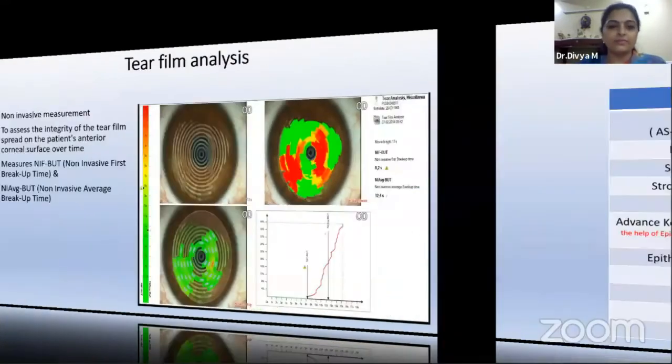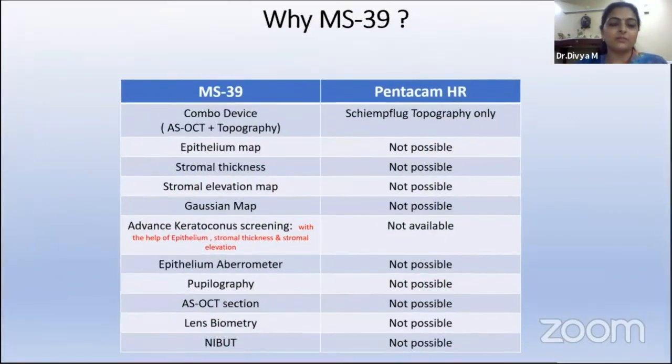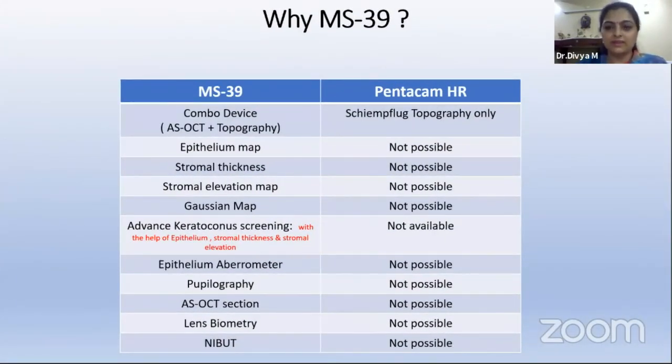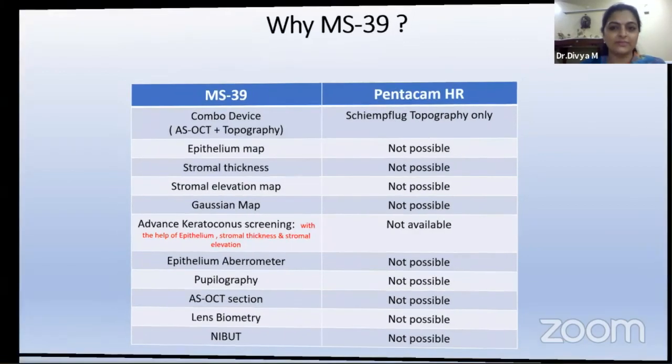So why would we prefer this? A lot of people might question as to why the other modalities can't give us an idea about all this, but I think these are the advantages that this particular machine has. And I really like the epithelial map and the optical simulation summary that we get.